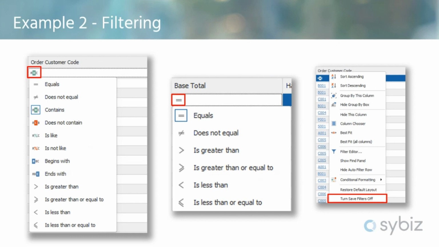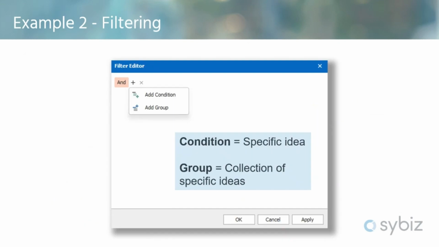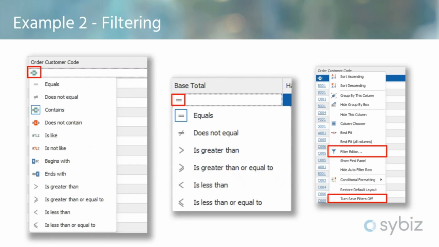Which segues us perfectly with this context menu into the filter editor. Now the filter editor is an extremely, extremely powerful tool, which is going to let you create very complex sets of filters. So the auto filtering, let's quickly kick back. The auto filters here are pretty simple, right?